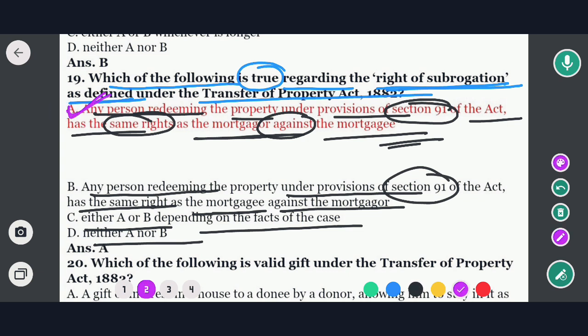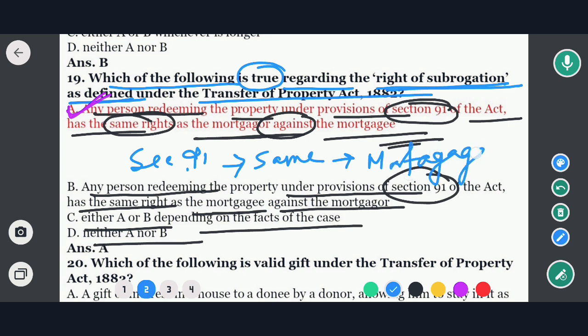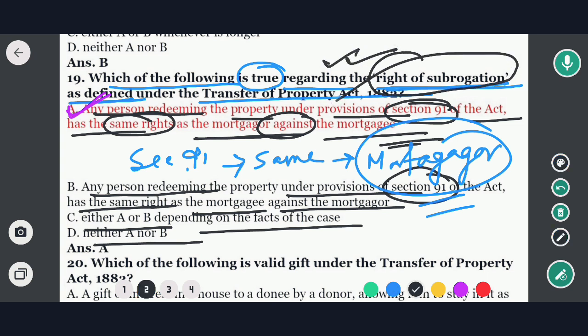So that means as per the provision of section 91, which is a very important section in our Transfer of Property Act 1882, it lays down the provision regarding any person's redeeming power. That means any person redeeming the property under this section has the same right as the mortgagor has against the mortgagee. Whatever power the mortgagor has, the same power comes to that person as per section 91. That power is called the right of subrogation. So in this case option A would be the correct answer.